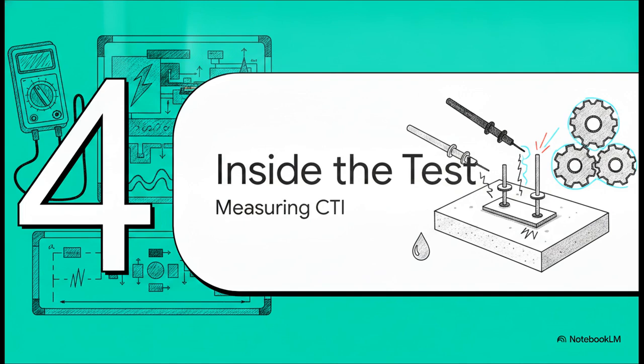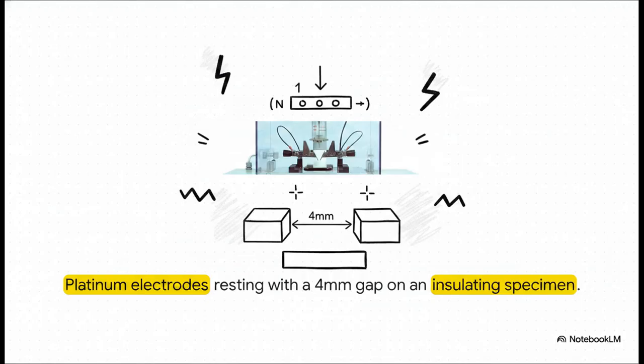Let's get a look inside the actual test apparatus itself to see how the Comparative Tracking Index, or CTI, is measured. This is where high-precision engineering really comes into play. Right inside the chamber, you'll find two pure platinum electrodes resting exactly 4 millimeters apart on a 3 millimeter thick insulating sample, and they press down with exactly 1 Newton of force. The precision here is paramount. Seriously, even a fraction of a millimeter difference in that gap could completely invalidate the entire test result.